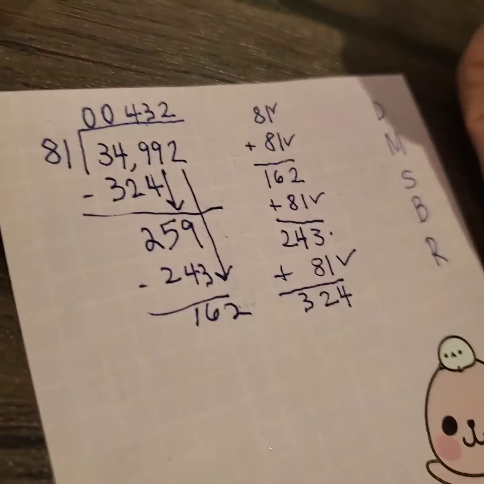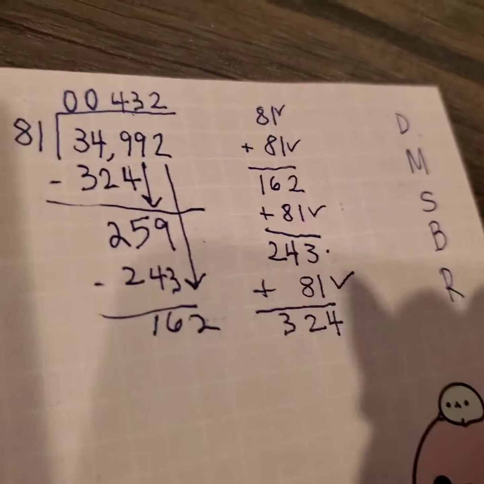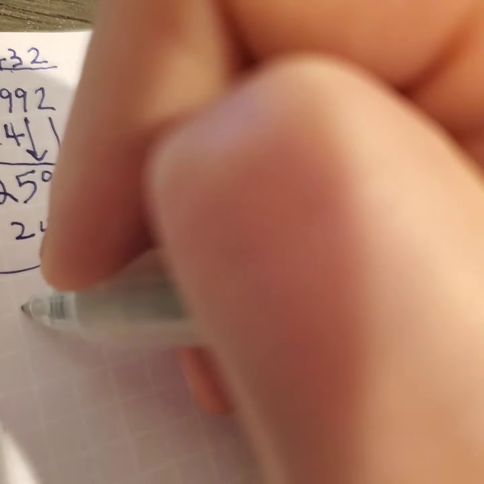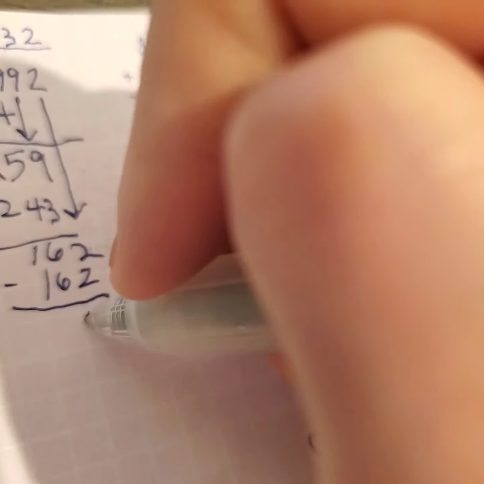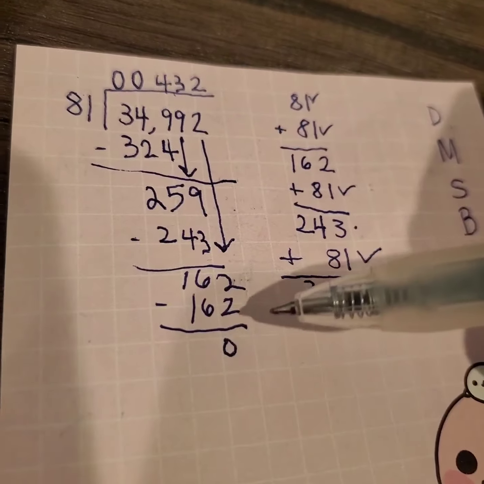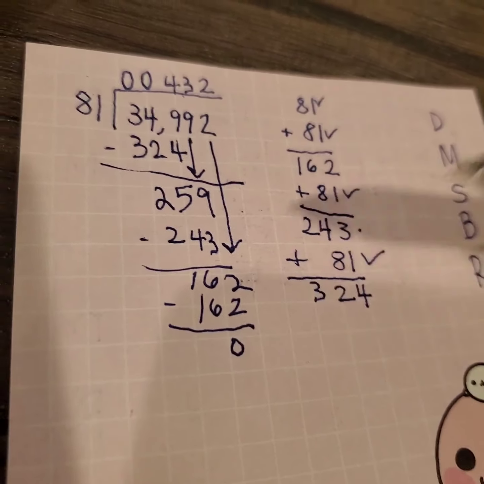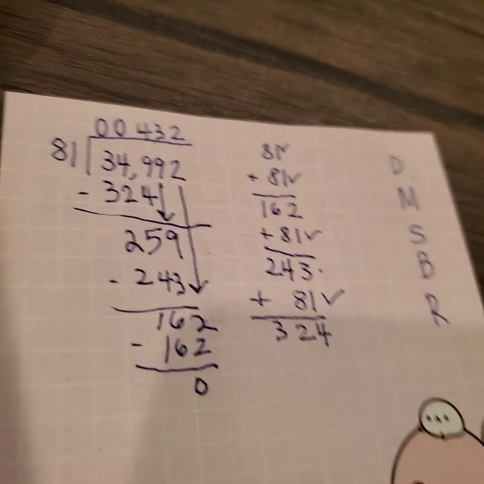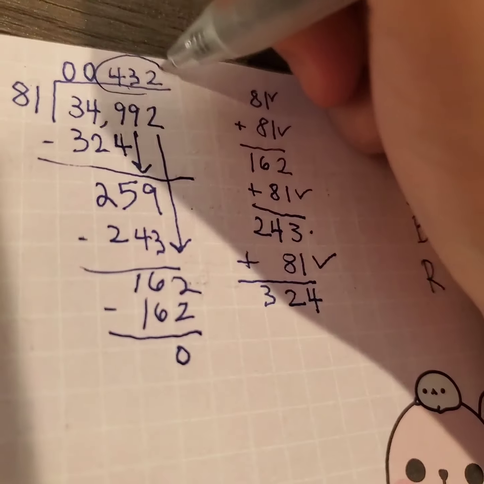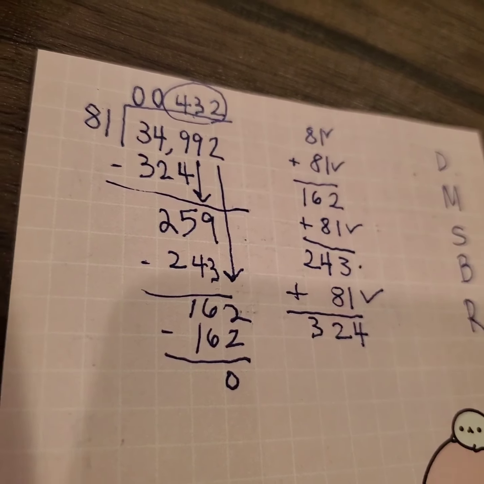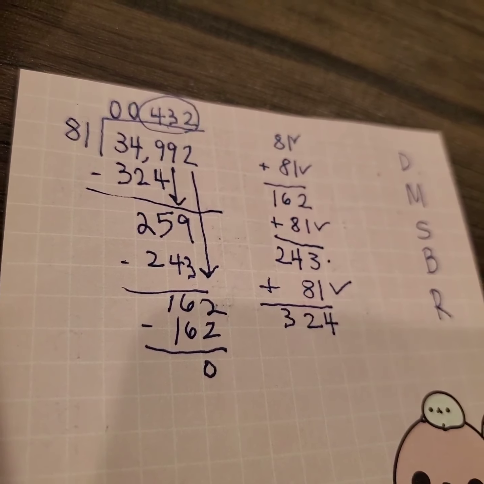Put that over my last place value I've been working with. Multiply 81 times 2, which gives me 162. Subtract, I get 0, no more to bring down, and I also don't have a remainder, which means I'm done. When I have a remainder, that's a different story for a different time, but for now, you already found the answer to this problem. 34,992 divided by 81 is 432.